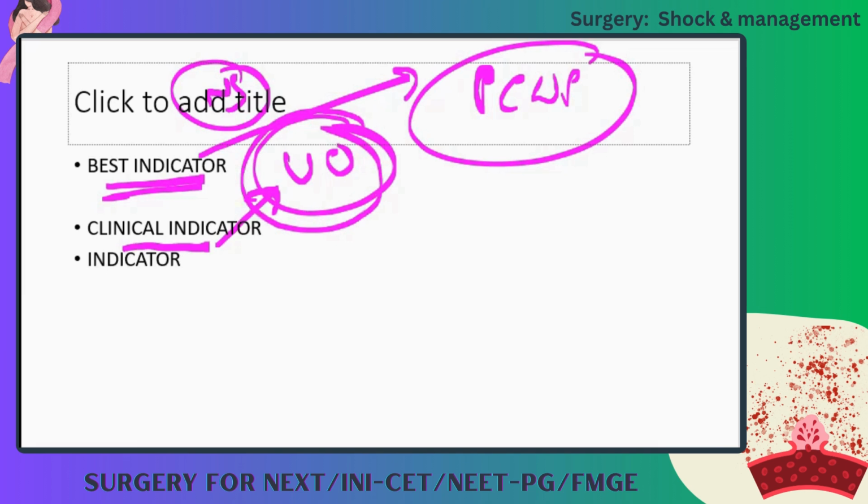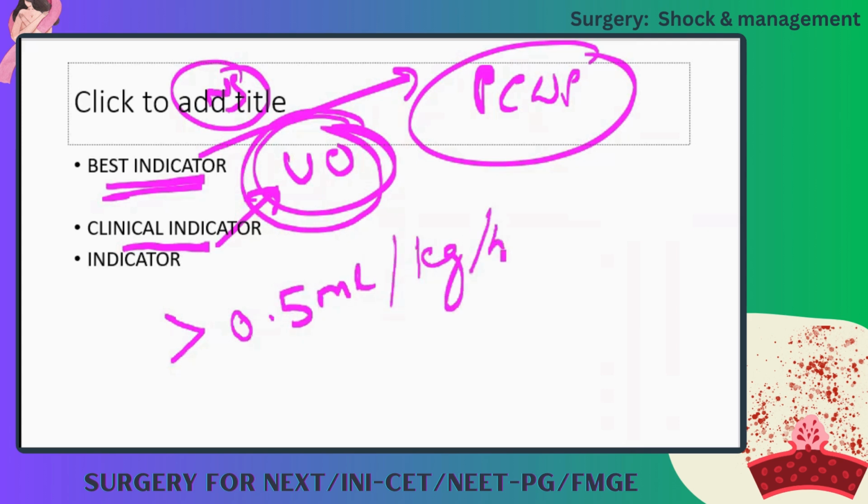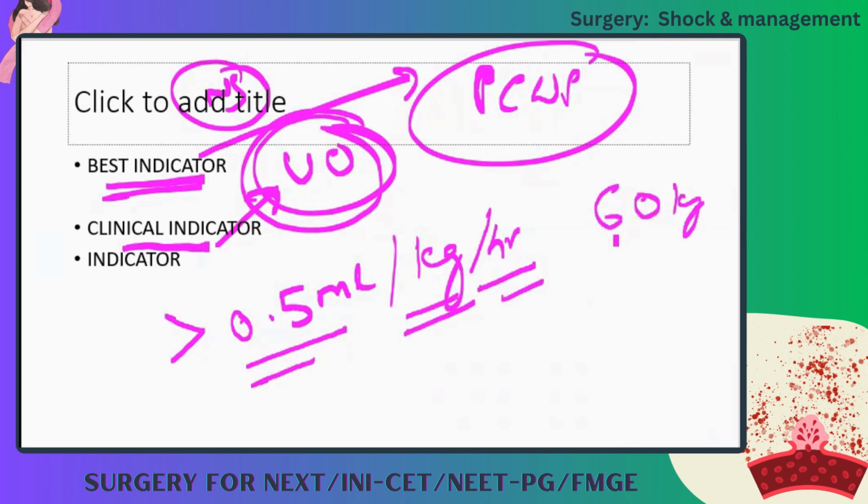So, what should be the minimum urine output? It should be more than 0.5 ml per kg per hour. So, if the patient's weight is 60 kgs, the urine output should be 30 ml per hour.